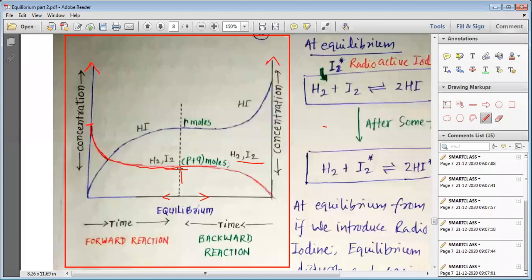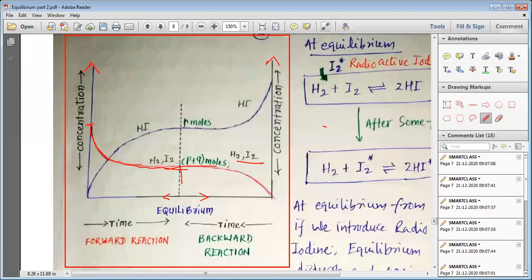So when the straight line starts, actually the equilibrium has been established. Same way, the initial concentration of HI was zero, then it goes increasing, and then at some place there is an equilibrium established and the line becomes almost straight. So this is the first graph where we start with hydrogen and iodine.